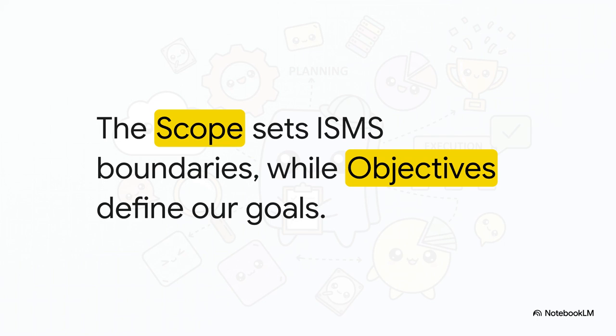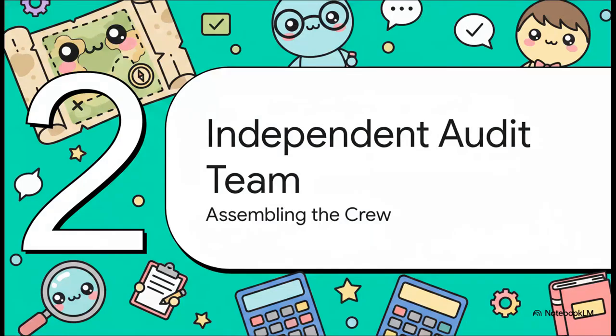Meanwhile, the objectives are what you're actually trying to achieve. Are you verifying control implementation or testing the risk framework? Without a clear map, your audit is just going to drift right off course. With our map drawn, it's time for step 2, assembling your independent audit team.